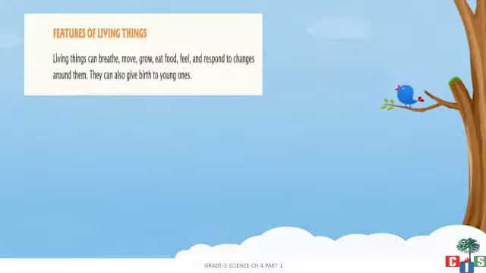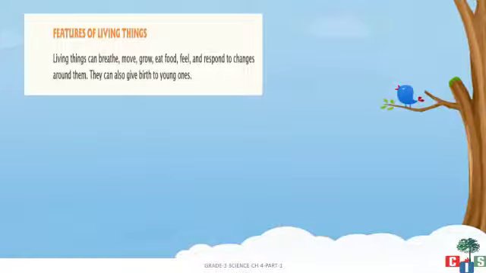Okay, students. So, features of living things. What are the characteristics of a living thing? How can we identify the given thing is living or non-living? So let us see. Living things can breathe. Okay, living things can breathe. They can take in air and give out air. Okay. So first characteristic or feature is breathe. Living things can breathe. Second is move. They can go from one place to another.